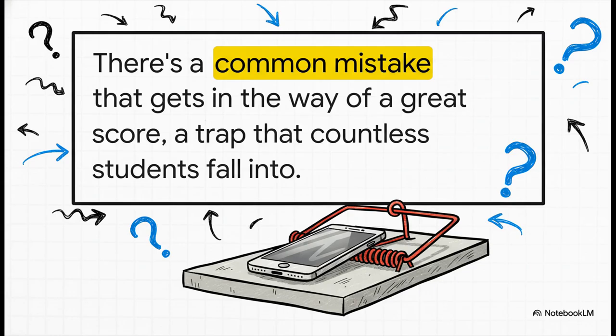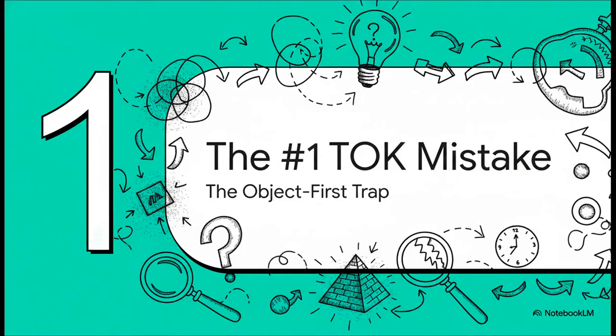But here's the thing. There's this one super common mistake, a trap that so many students fall into. It feels like the right thing to do, it feels creative, but it's actually the number one reason exhibitions end up just being meh. So today, we're going to tear that mistake apart and build a much better method in its place. So what is this big mistake I'm talking about? Well, it's all about your starting point.